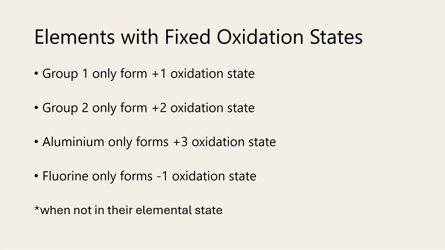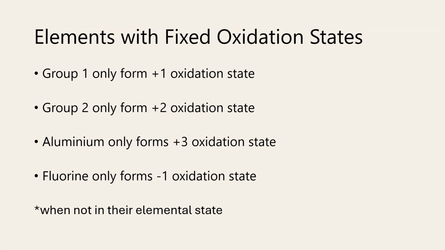Group 2 elements, beryllium, calcium, magnesium, and so on, only form the +2 oxidation state when they're not in their elemental metallic form. And following on, aluminium in group 3 only forms the +3 oxidation state, but it's just aluminium out of group 3 that we can say has a fixed oxidation state.